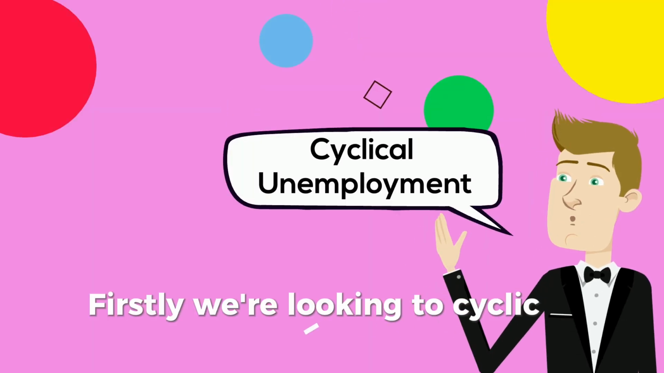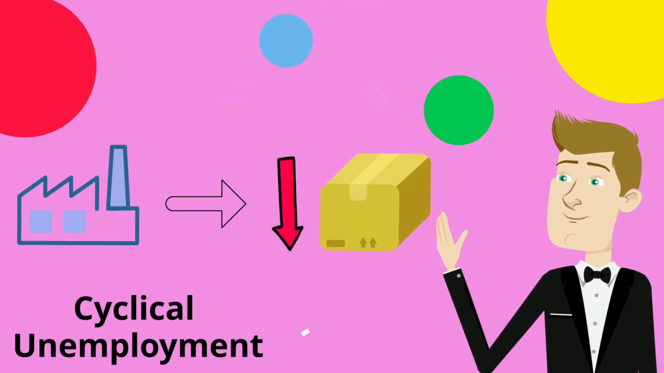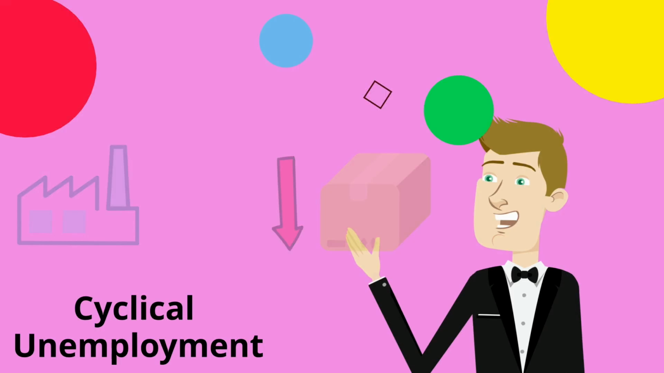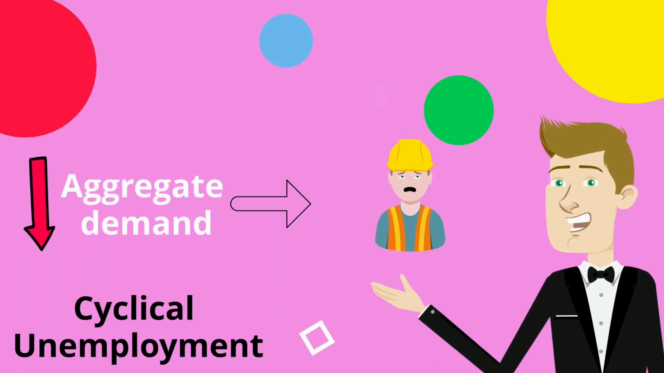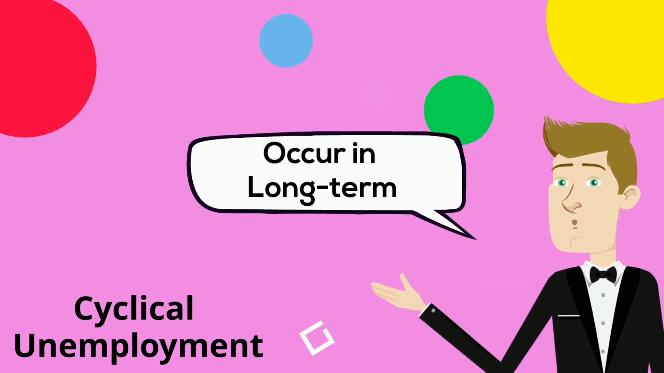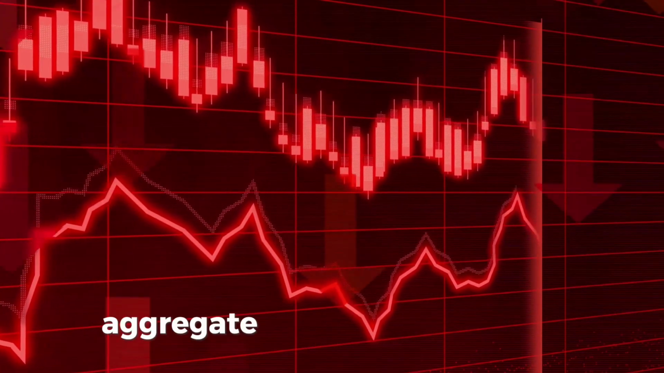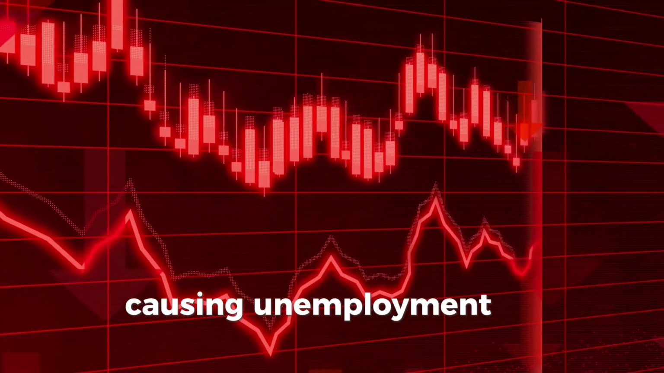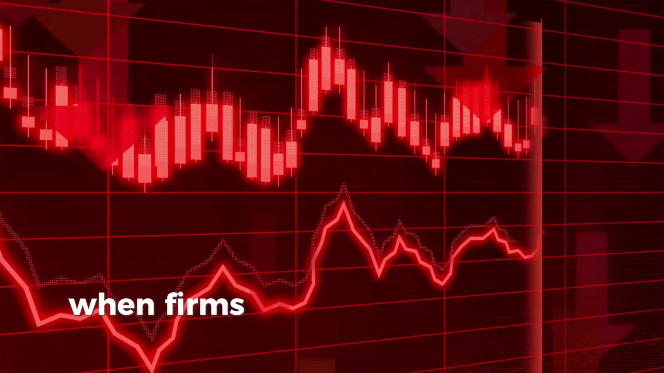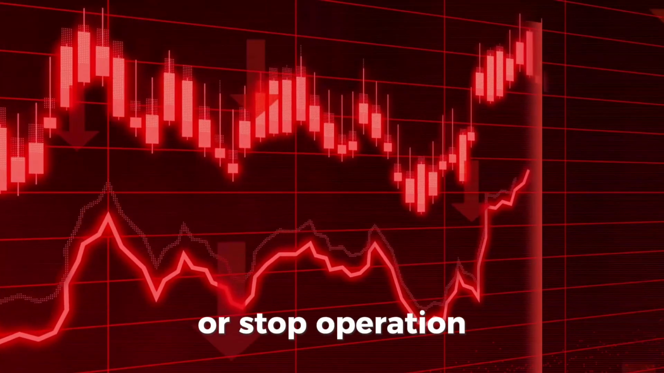Firstly, we're looking at cyclical unemployment. This type of unemployment occurs when firms try to reduce their output during a recession in economics, and a fall in aggregate demand will cause a fall in production and the use of labor has to be reduced. This type of unemployment occurs over the long term. For example, during the Asian financial crisis in 1997, aggregate demand decreased, causing unemployment to increase when firms were forced to reduce their output or stop operation.